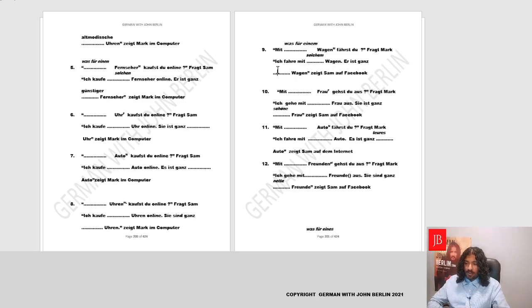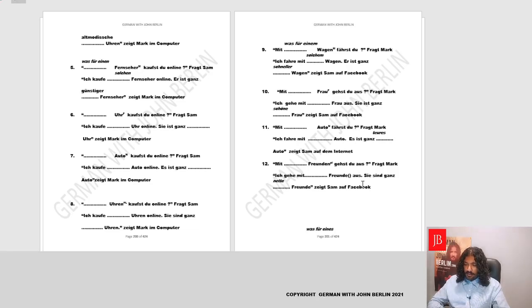Ist ganz, what would you like to say? Let's say schnell. We'll write schnell and then Wagen is maskulin, kein Artikel table. Yes, nominative, der, die, das, der. So it'll be er. Yes, schneller. So let's read it together. Mit was für einem Wagen fährst du? Fragt Mark. Ich fahre mit solchem Wagen. Ist ganz schneller Wagen, zeigt Sam auf Facebook. Okay, fantastic. So the rest I think you'll be able to do.